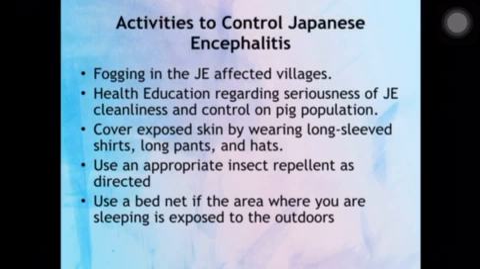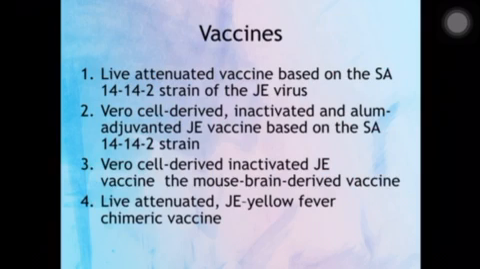So for the prevention, JEV doesn't have any antiviral drugs yet, but we have vaccines to prevent JEV. So we have 4. First is the live attenuated vaccine based on the SA14-14-2 strain of the JE virus. The Vero cell-derived, inactivated, and alum adjuvanted JE vaccine based on the SA14-14-2 strain. The mouse brain-derived vaccine. This is the only vaccine that is licensed in the US. The others are licensed in Japan, China, and other countries. Then the live attenuated JE yellow fever chimeric vaccine.